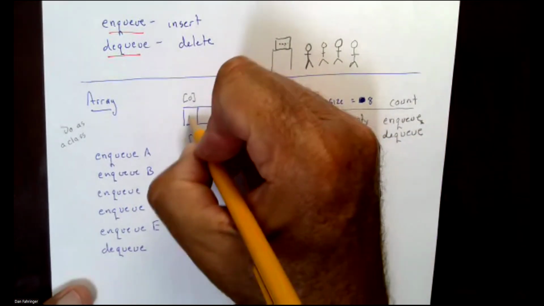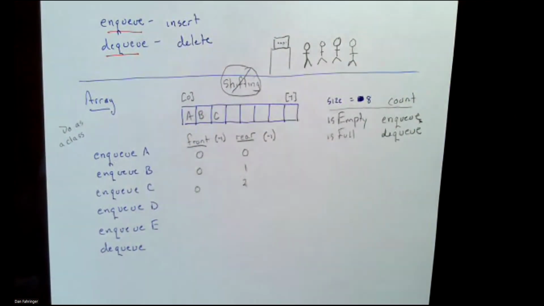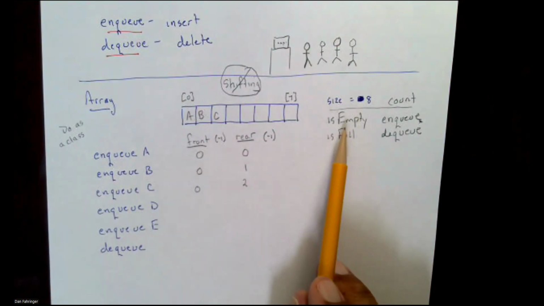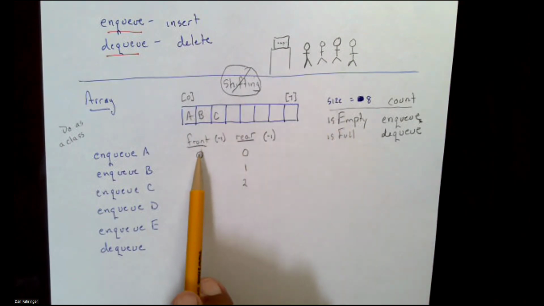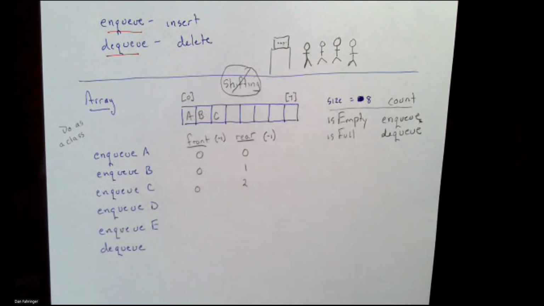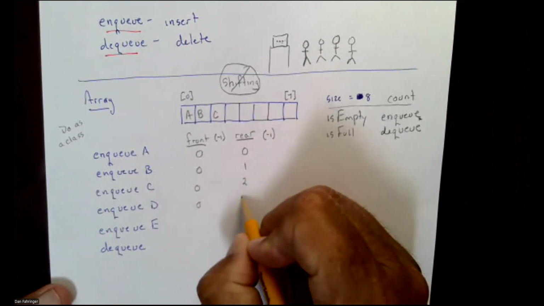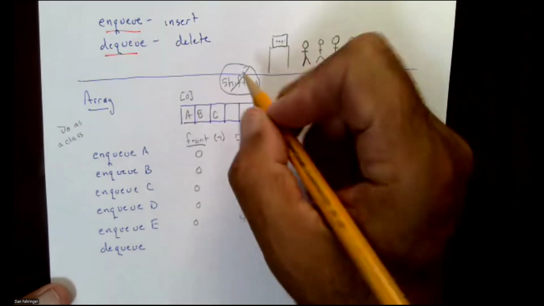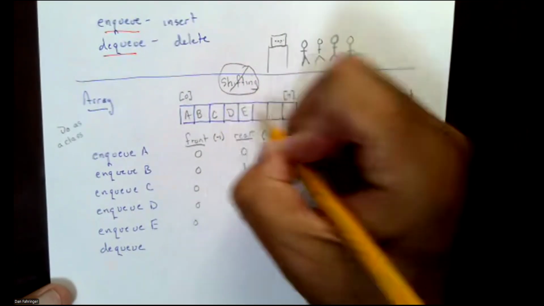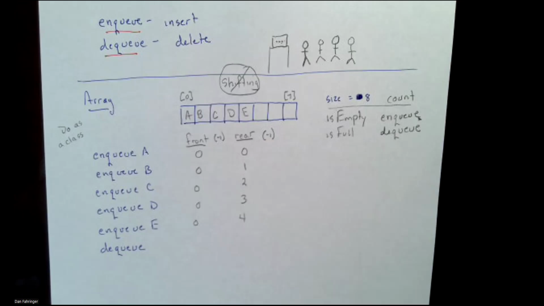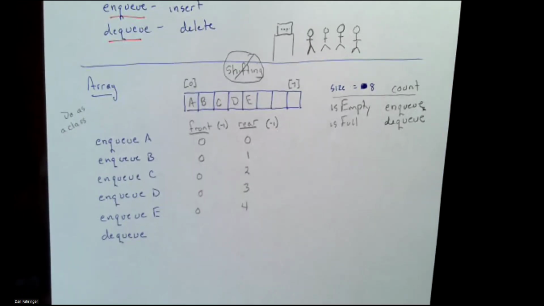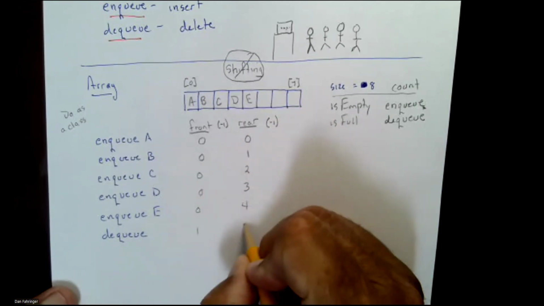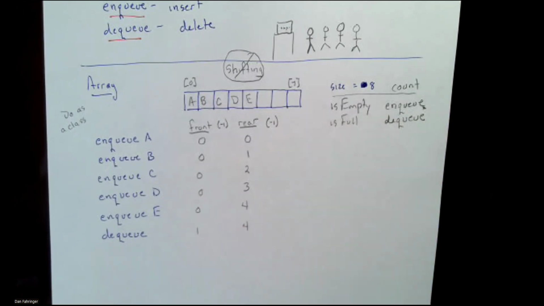So right now I'm looking at A, B, and C. When it was empty and I added 1, I had to change the front to 0 and the rear to 0. Otherwise, I'm going to add 1 to the rear. 0, 3, 0, 4. D, E. And now what? DQ would move front up 1 and leave the rear alone. So when I DQ something, I move it up 1.